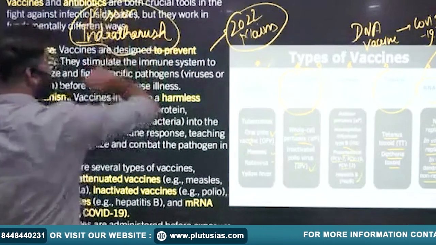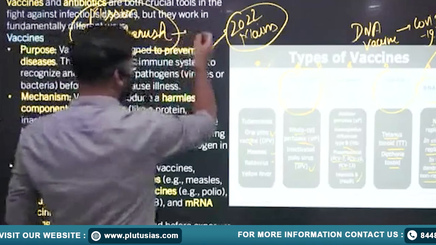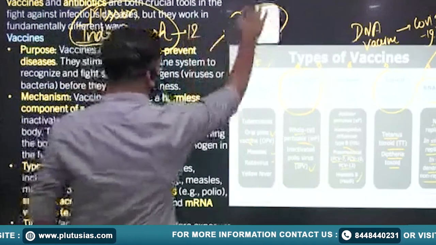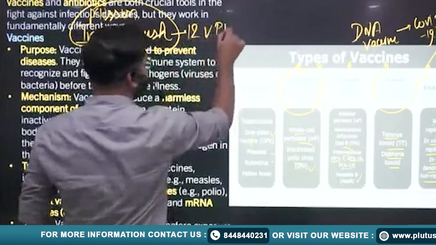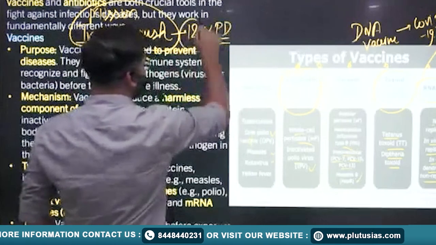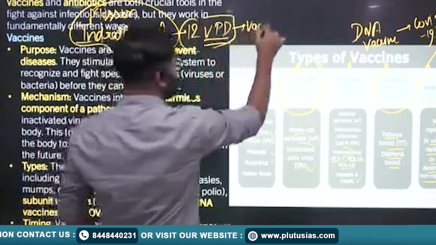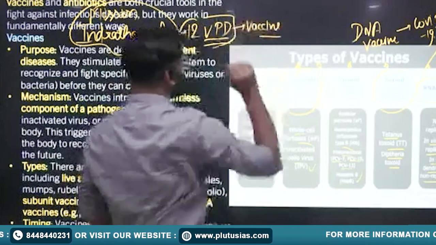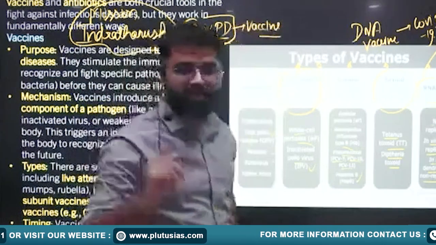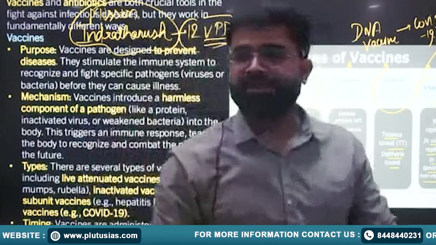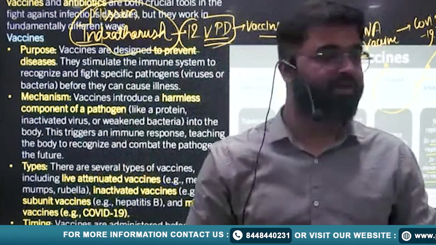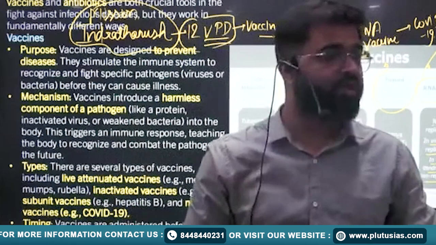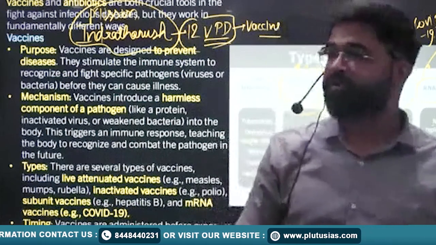Okay, just read that particular thing from anywhere you want. 12 vaccine preventable diseases. Vaccines are given to the children in this particular program. Vaccine preventable disease. Okay, 12 vaccines are given free of cost. It is the target of the Government of India.